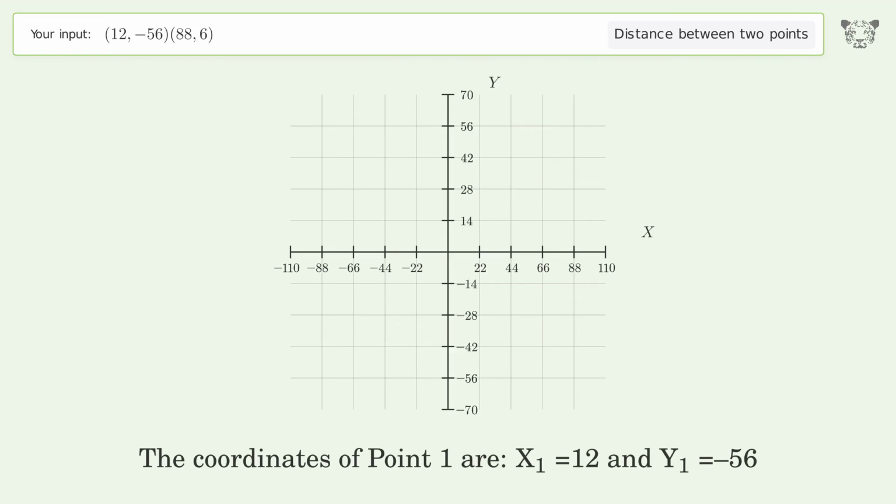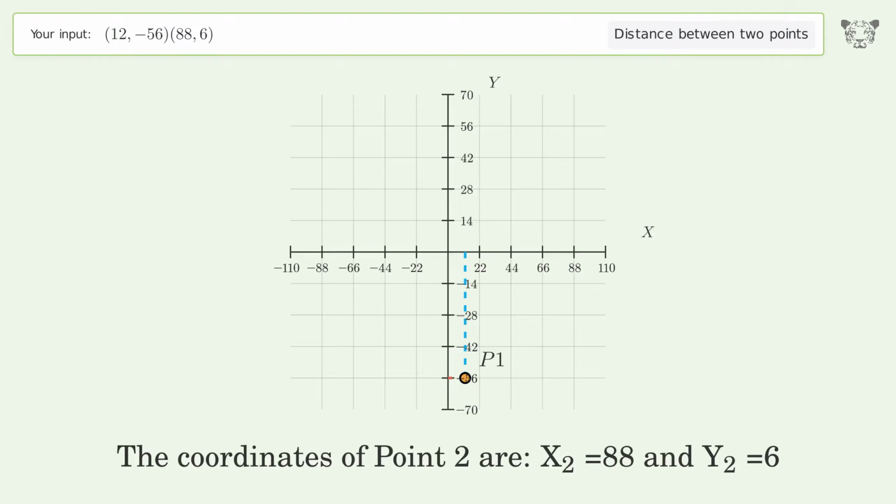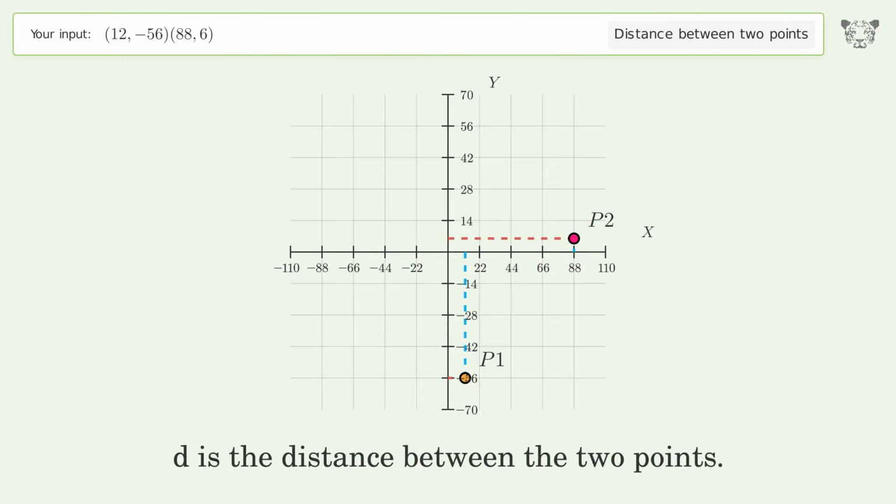The coordinates of point 1 are x1 equals 12 and y1 equals negative 56. The coordinates of point 2 are x2 equals 88 and y2 equals 6. D is the distance between the 2 points.